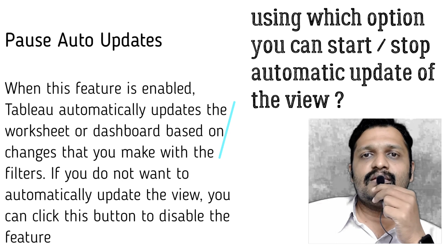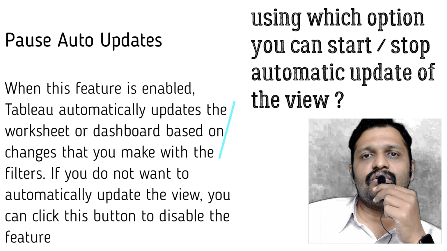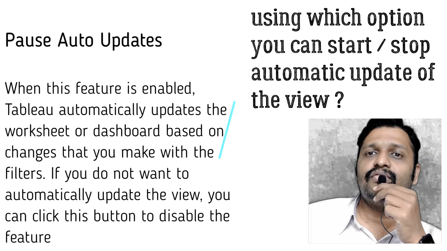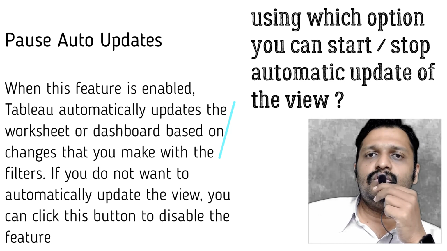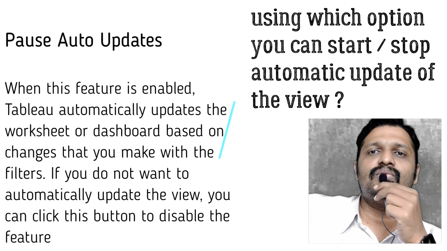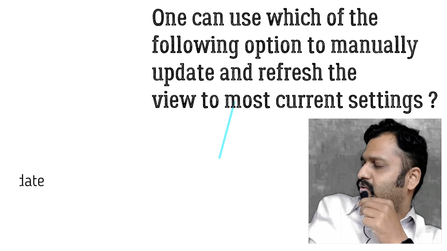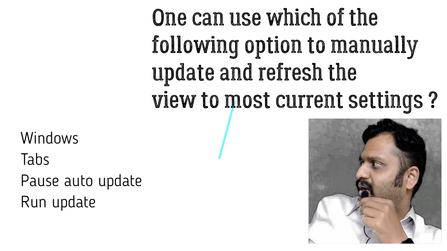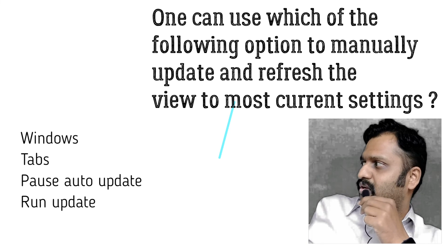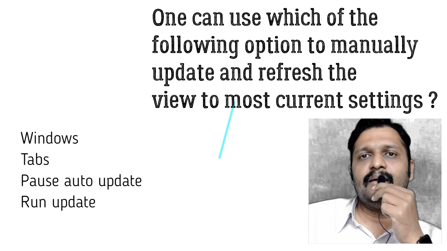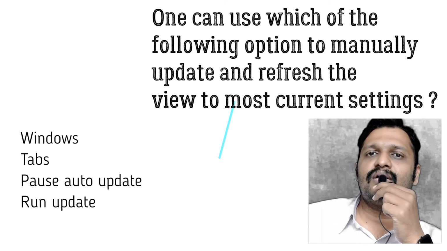When this feature is enabled, Tableau automatically updates the worksheets or database based on changes that you make with the filters. If you do not want to automatically update the views, you can click this button to disable the feature. Next question: which of the following options can one use to manually update and refresh the views to the most current setting? Windows, tabs, pause auto updates or run update.